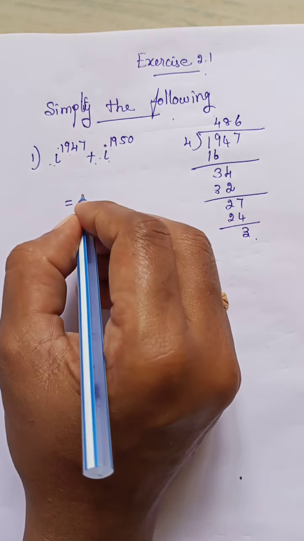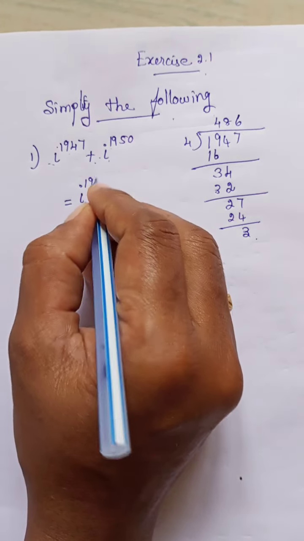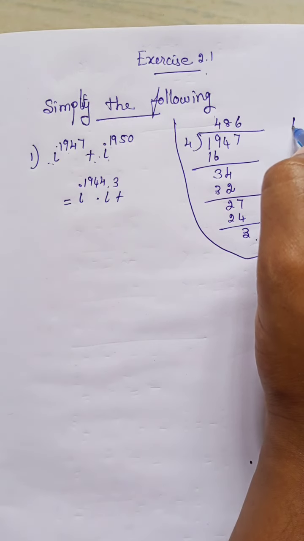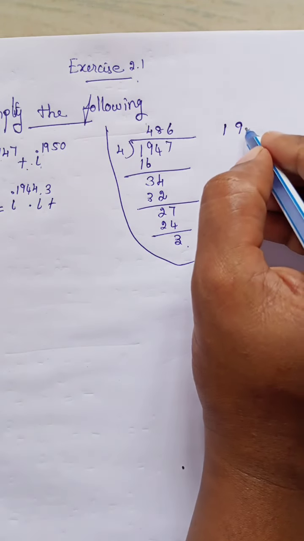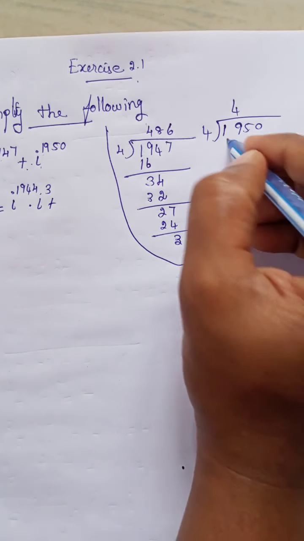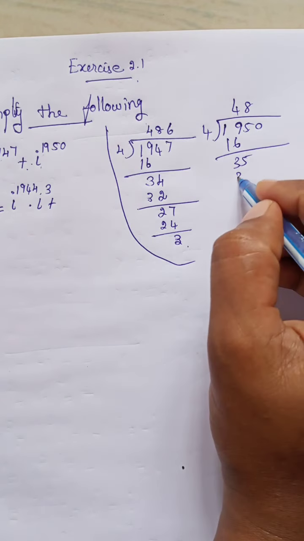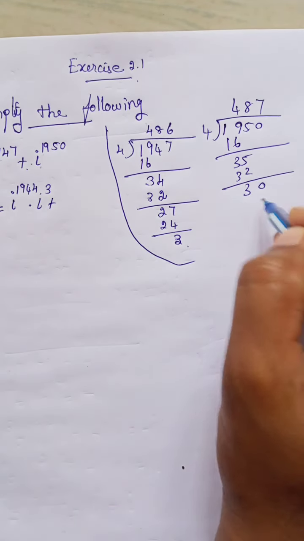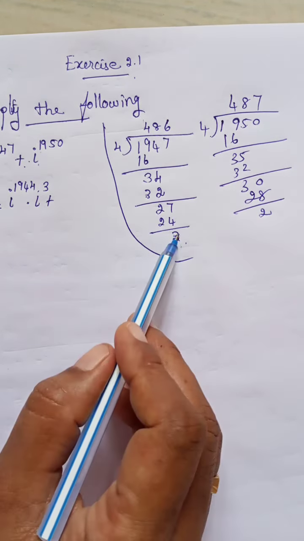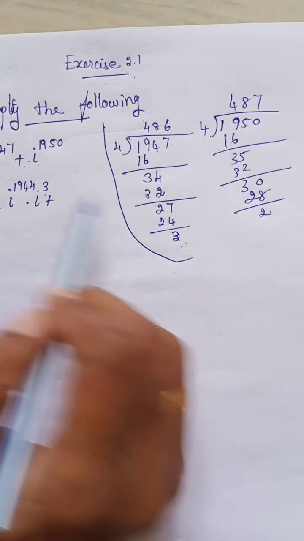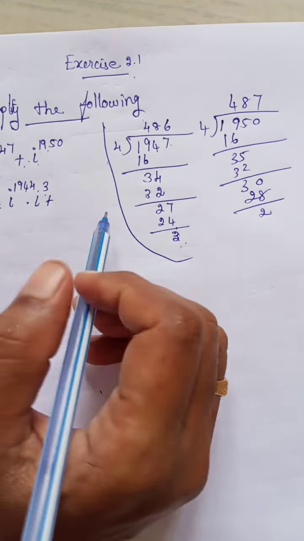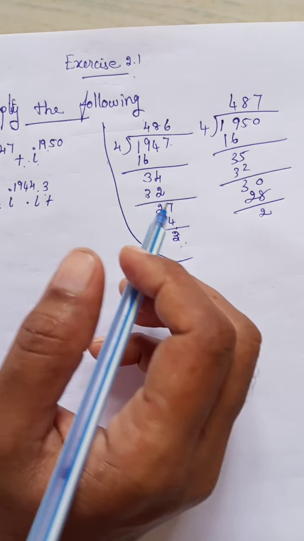So here we can write it: i power 1944 into i power 3. Now 1950 divided by 4. 4 4s are 16, 35, 8 4s are 32, 30, 7 4s are 28, 2 balance, isn't it? So here, 3 balance was there, here we have 3 plus 3, 6. In that, 4 the balance is 2. Even in your mental calculation you can do it, okay?